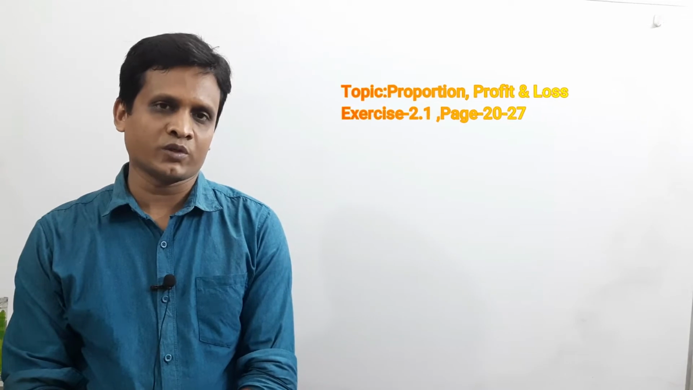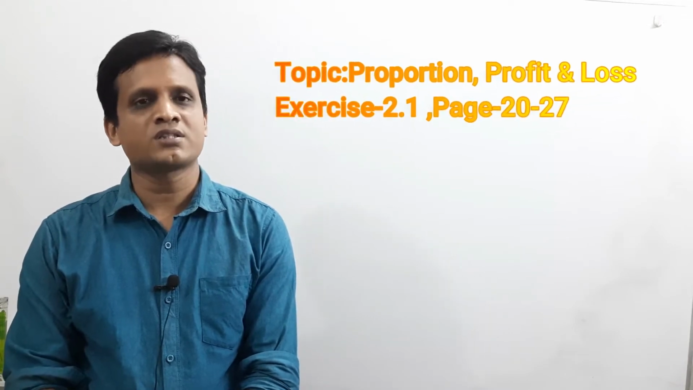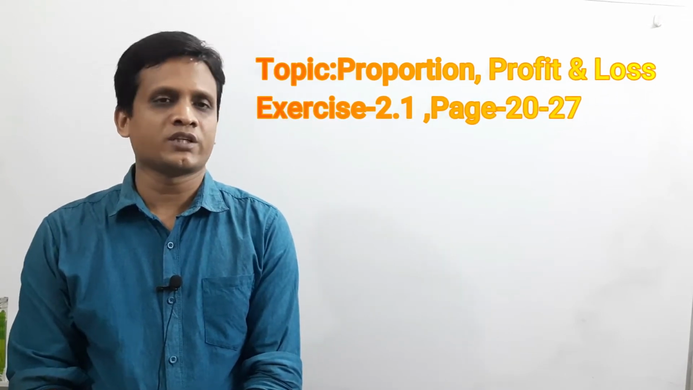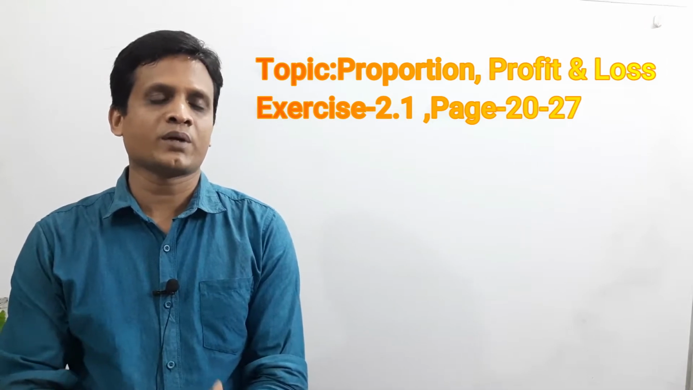My dear students, you have already completed the half-yearly exam, and the exam is over. Now we will start the final term syllabus, right? So for the final term syllabus, first we will discuss proportion, profit and loss, which is chapter 2, exercise 2.1. So my dear students, let's start first with the definition. Then in the second part we will solve some problems.